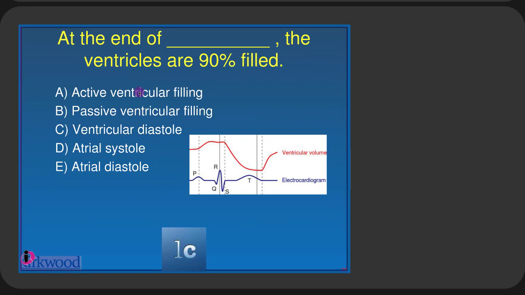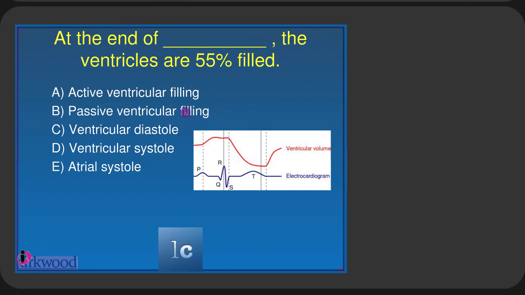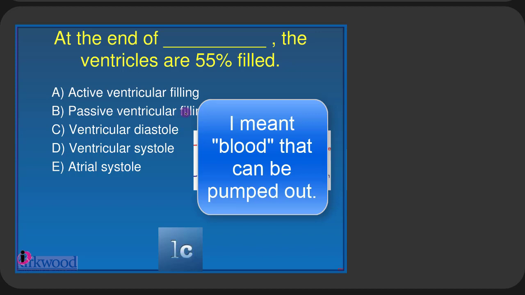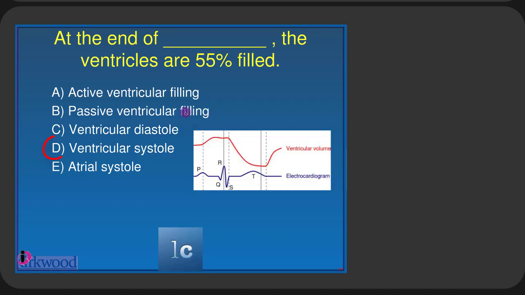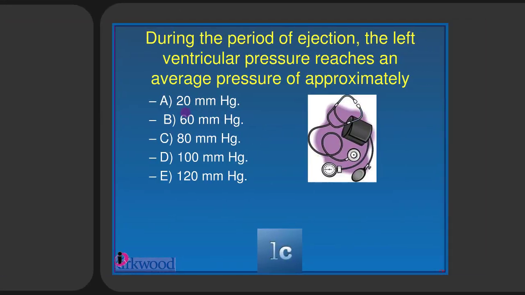That's an interesting thing also, because at the end of passive ventricular filling, the ventricles are about 90% full. We don't need our atria. So this was B. At the end of systole, the ventricles are 55% full, so you still have about 55% of the blood left in the heart. More blood that you could pump out if you increase contractility. So the answer here was D. Again, hitting that point that you don't pump out all the blood on a pump. You only pump out about 45% of the blood.